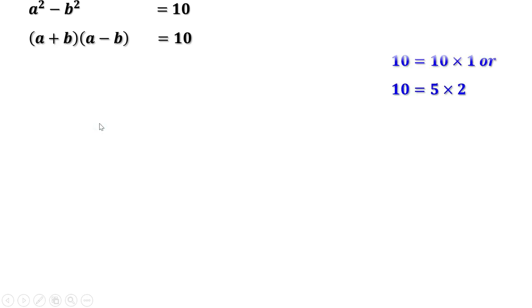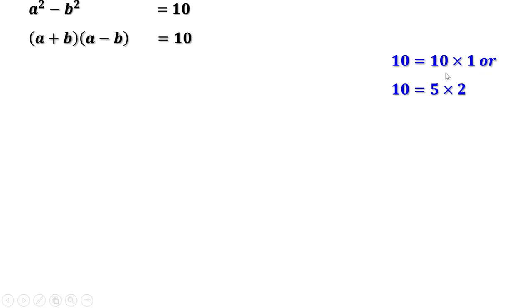To express 10 as a difference of two perfect squares, it is enough to find two numbers a and b such that a² − b² is equal to 10. a² − b² is (a + b)(a − b). So this can be written as (a + b)(a − b) is equal to 10. That means we have to write 10 as the product of two numbers. We know 10 is equal to 10 × 1 or 5 × 2.